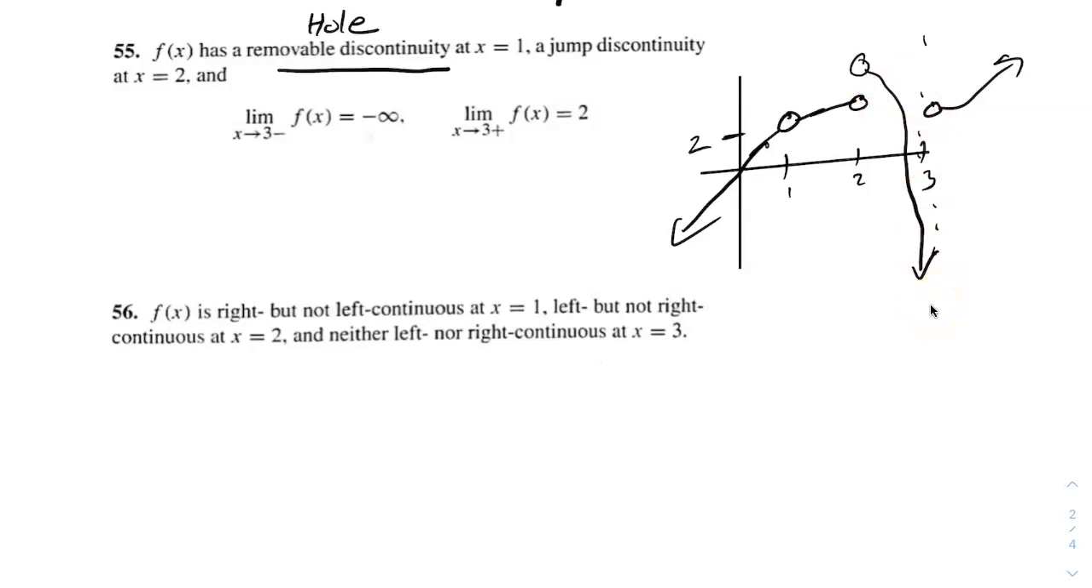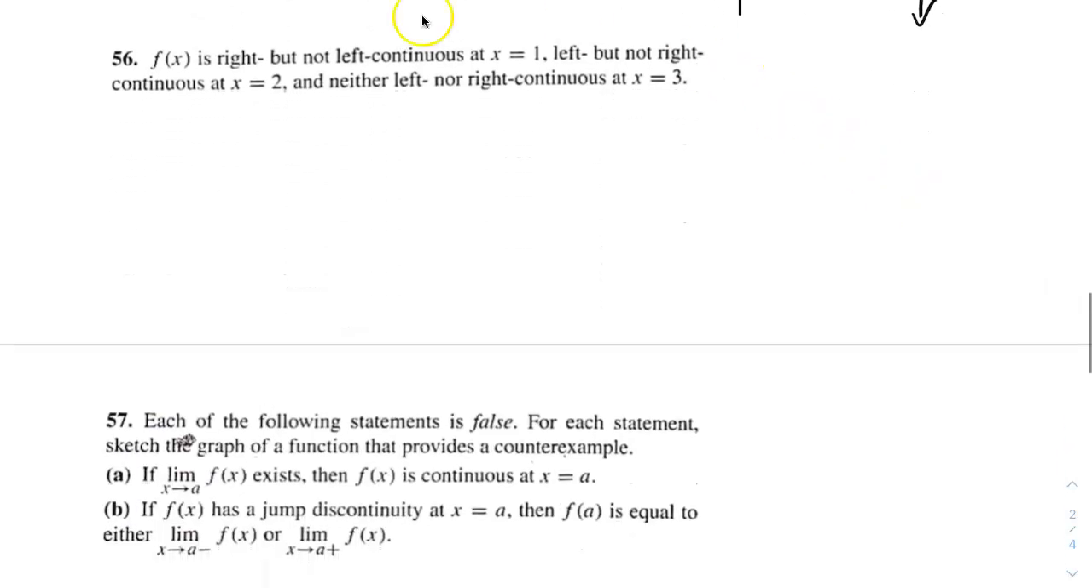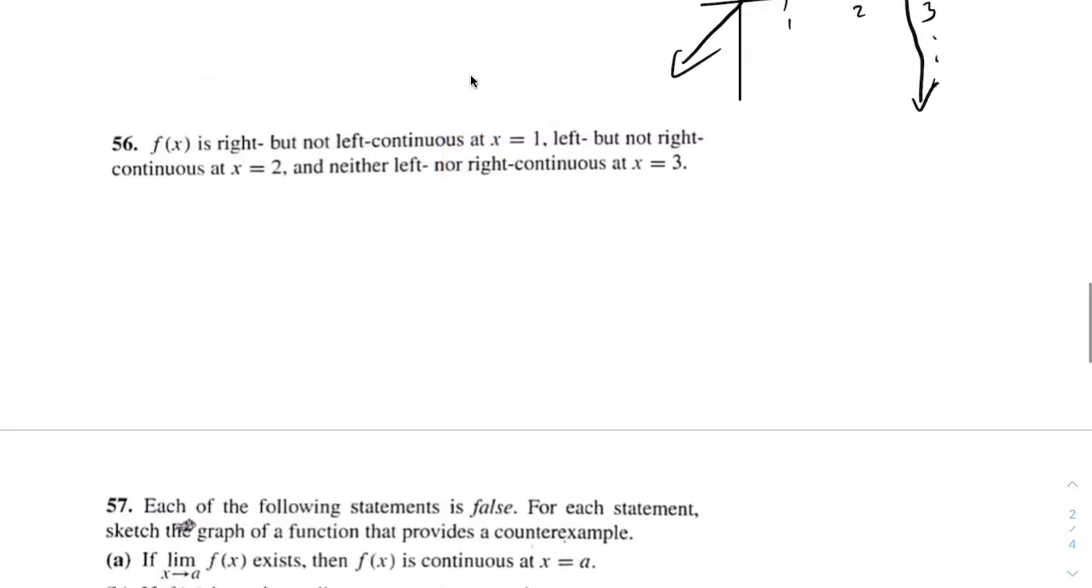Again, you can change it up a bit. I could add a little point above this guy. I can make one of these sides left continuous. Whatever works, as long as it passes the vertical line test, good. 56. f of x is right, but not left continuous. So again, right there, something like this, right? Something like that. But it's right continuous, but not left continuous.